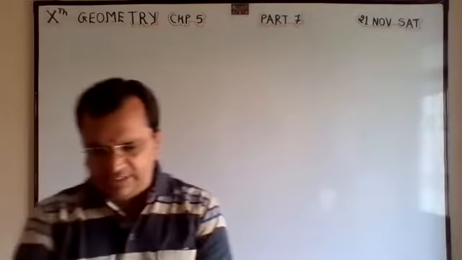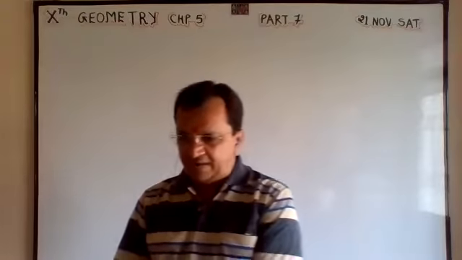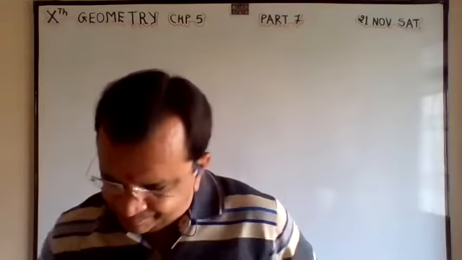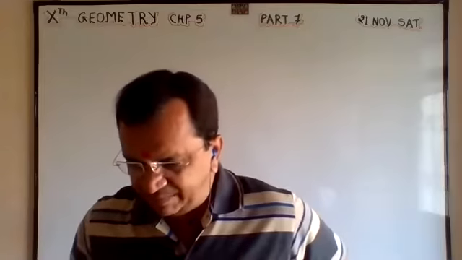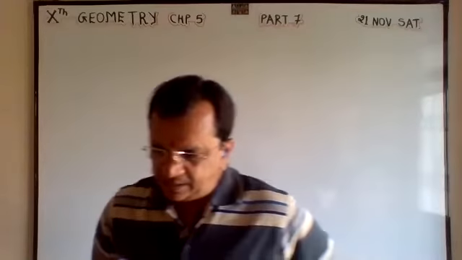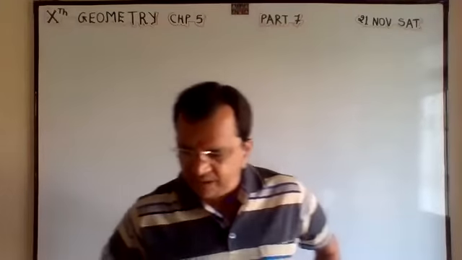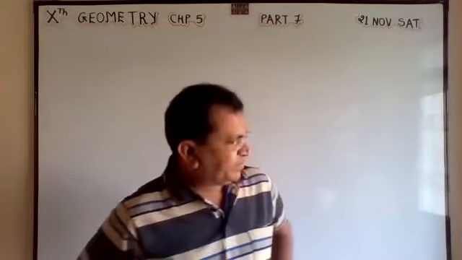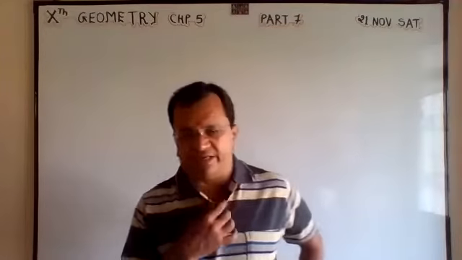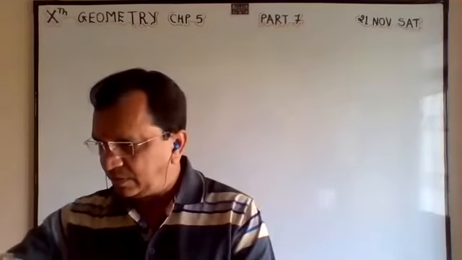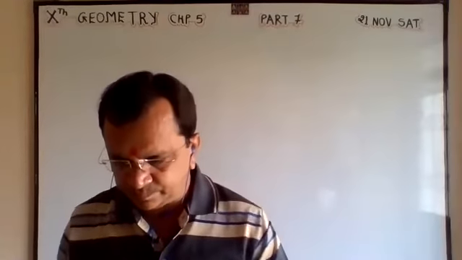Okay, good morning, student. Problem set 5. Only four sums remain: 18, 19, 20, 21. 22 is not in the syllabus. Screen is clear, voice is clear. Yes, sir.